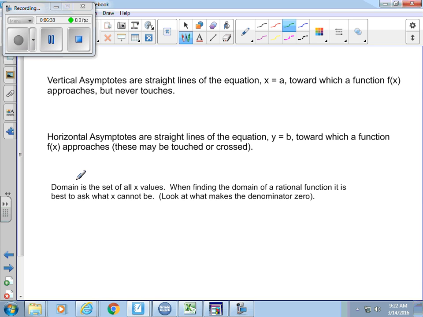Domain is a set of all x values. When you are looking at a rational function, we're going to ask ourselves, what can x not be? And with a rational function, which is a fraction, what do you know that you cannot divide by? What is it against the rules to divide by?